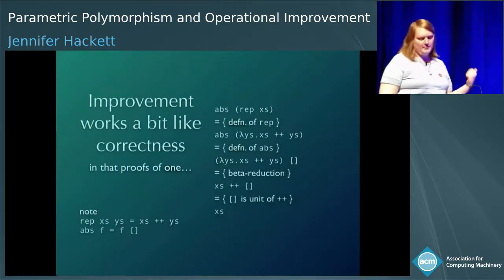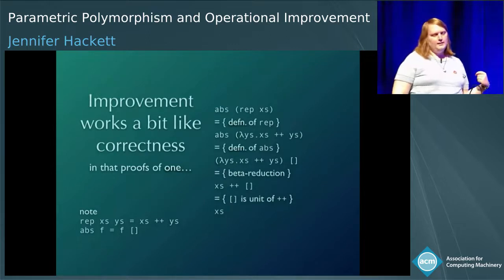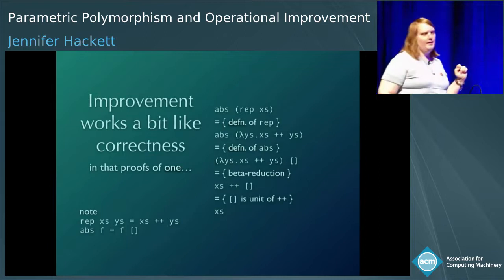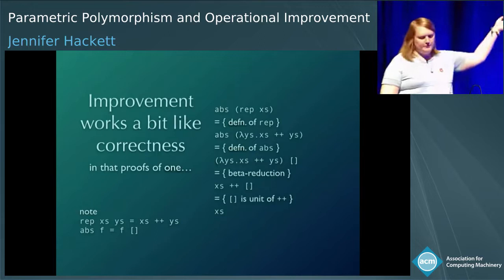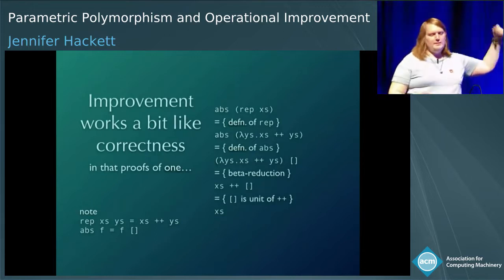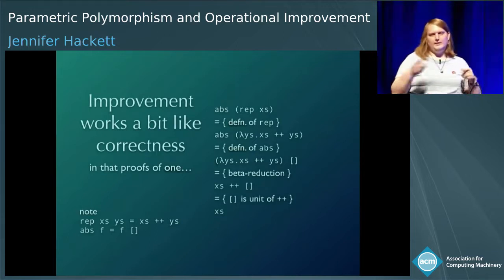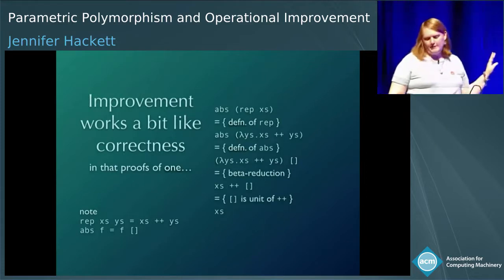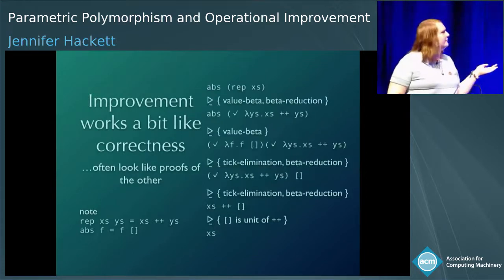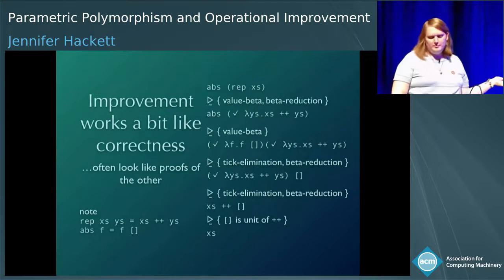So if we have this rep and abs function, defined like that, where rep is just appending, and abs applies the empty list, then you will get this correctness proof that says if you do rep and then abs, you get back to where you started. So we have an embedding of one type in another here. And you can just take this correctness proof and sprinkle some stuff in it, and you get an improvement proof.